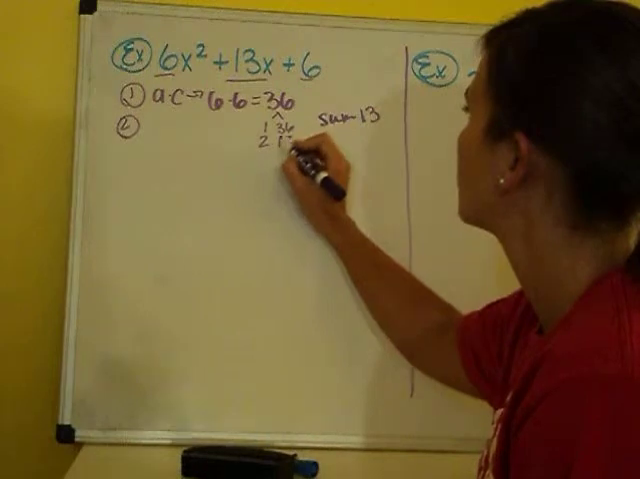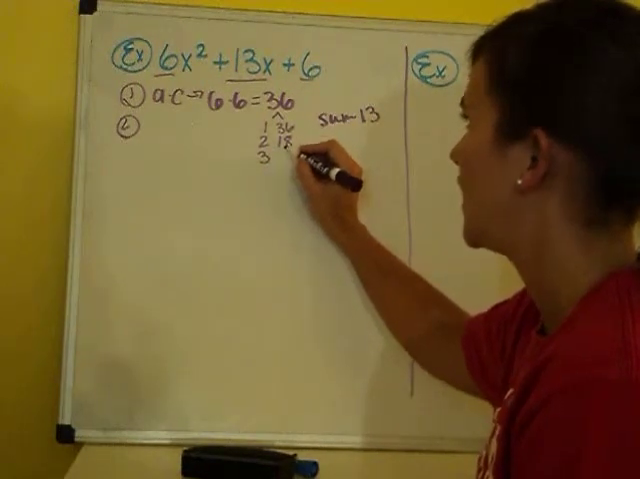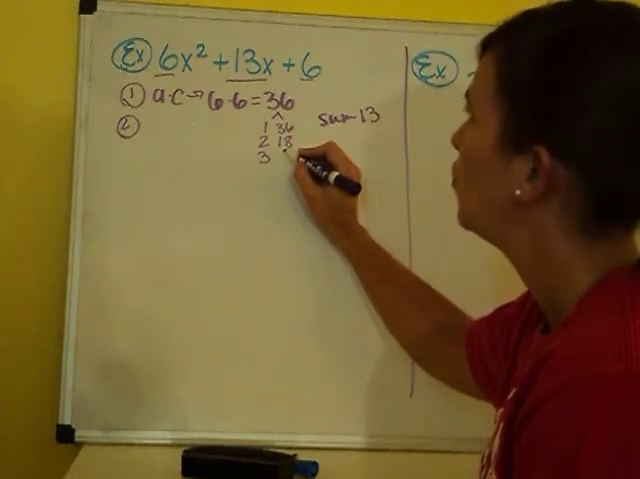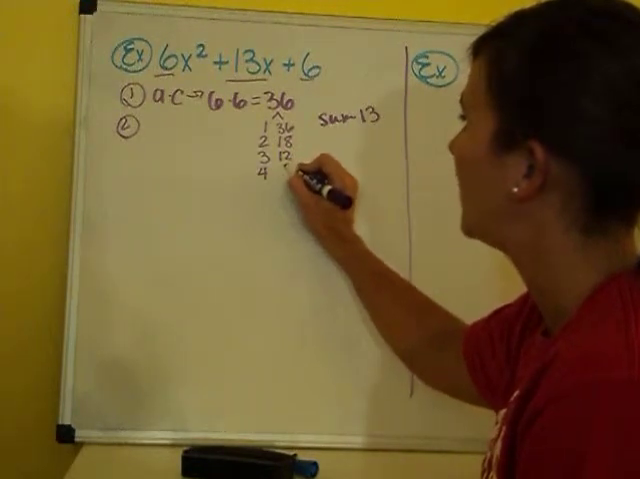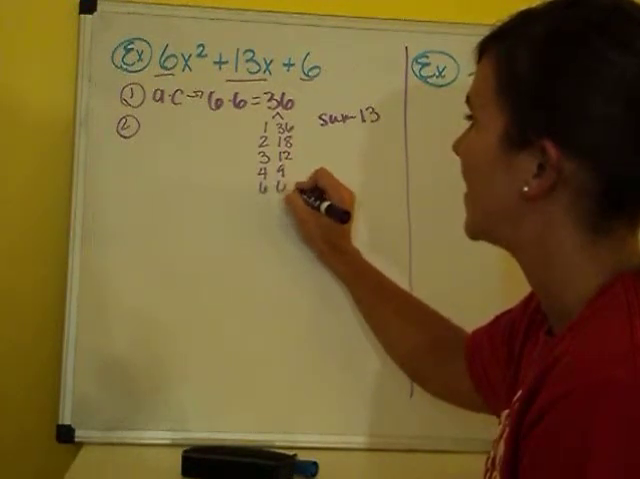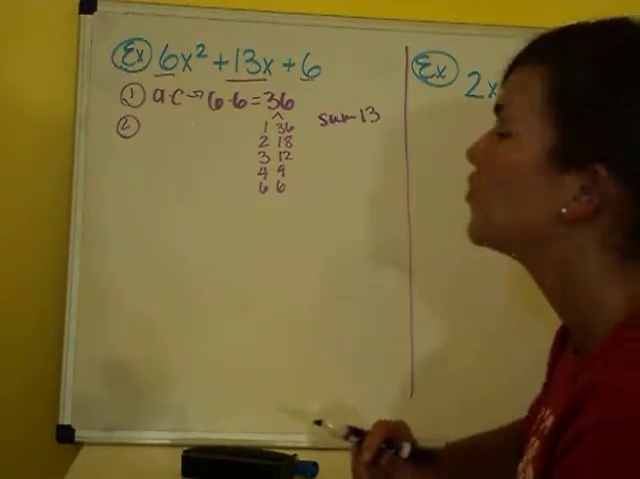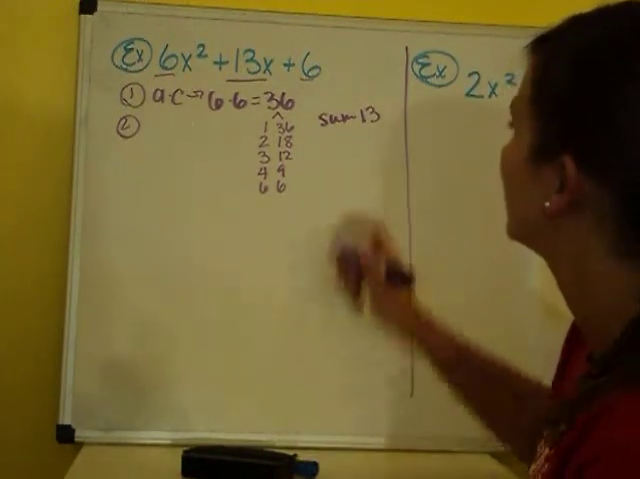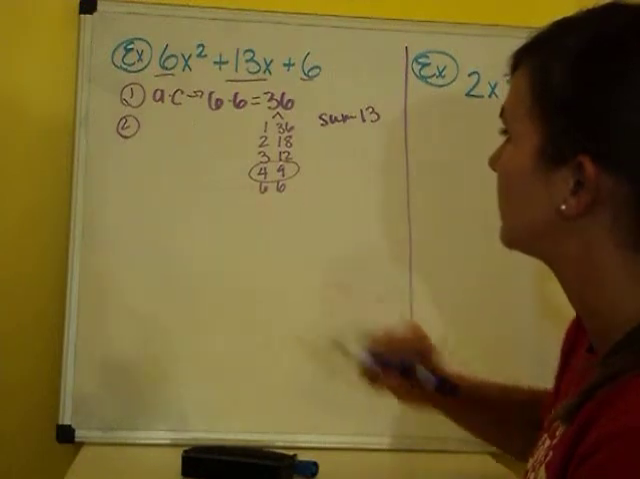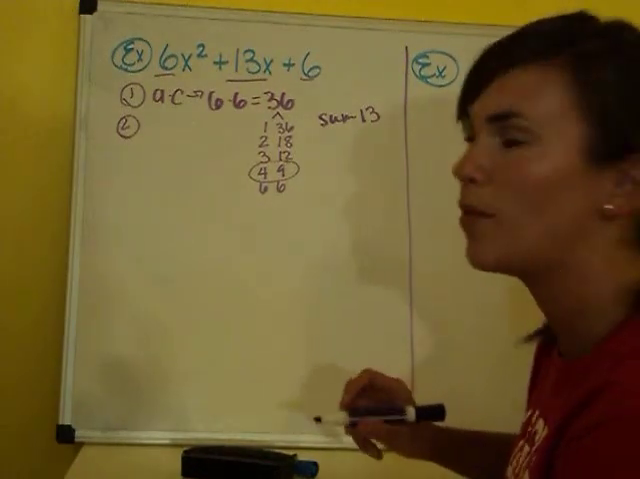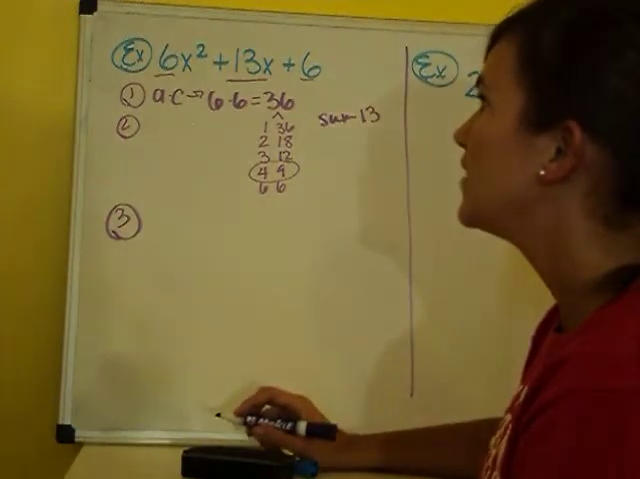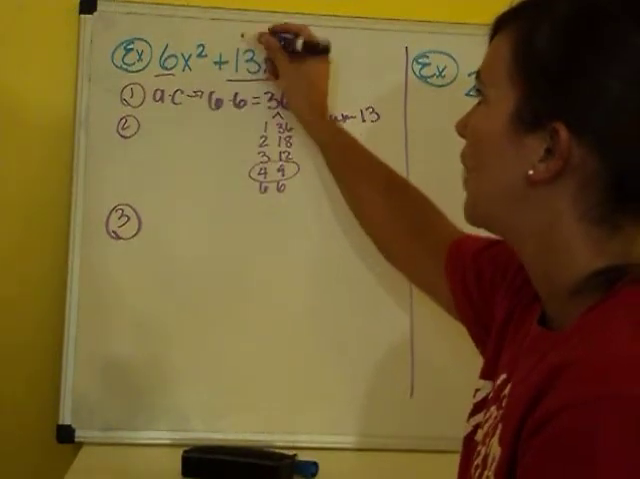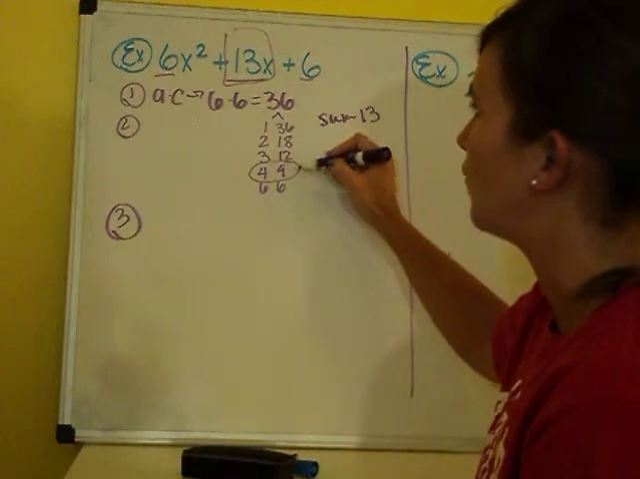Okay, so 36, I have 1 and 36, 2 and 18, 3 and 12, 4 and 9, 6 and 6. Which ones add together to be 13? 4 and 9. Okay, positive 4, positive 9. Step 3. I rewrite my original polynomial, but I expand this term using my 4 and 9.